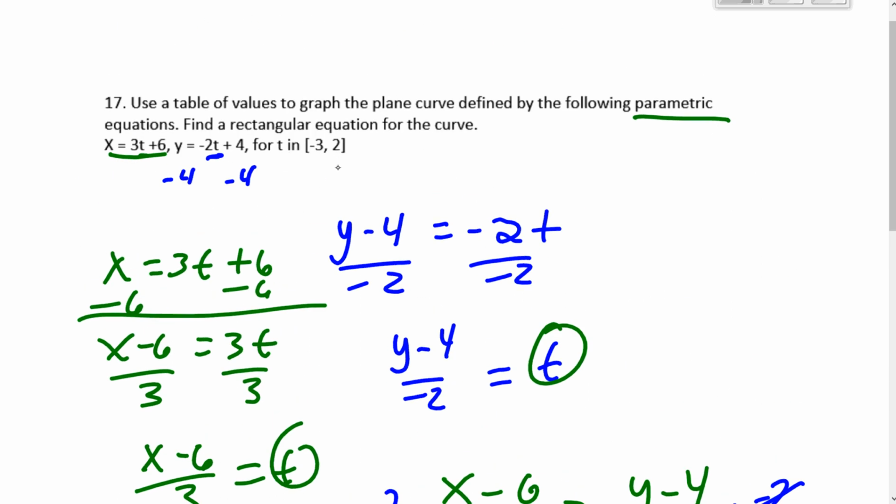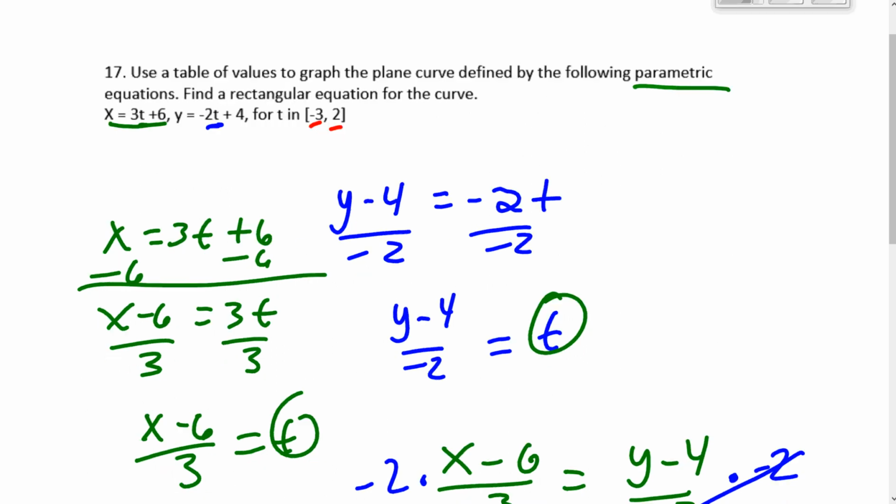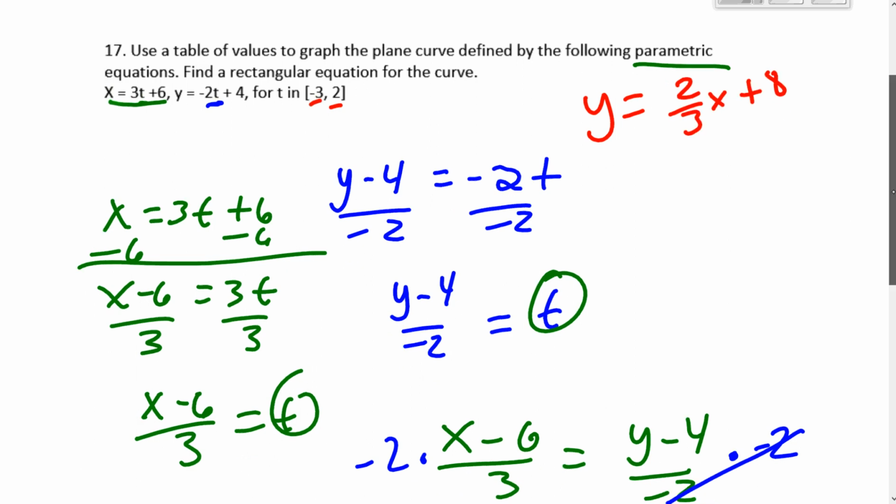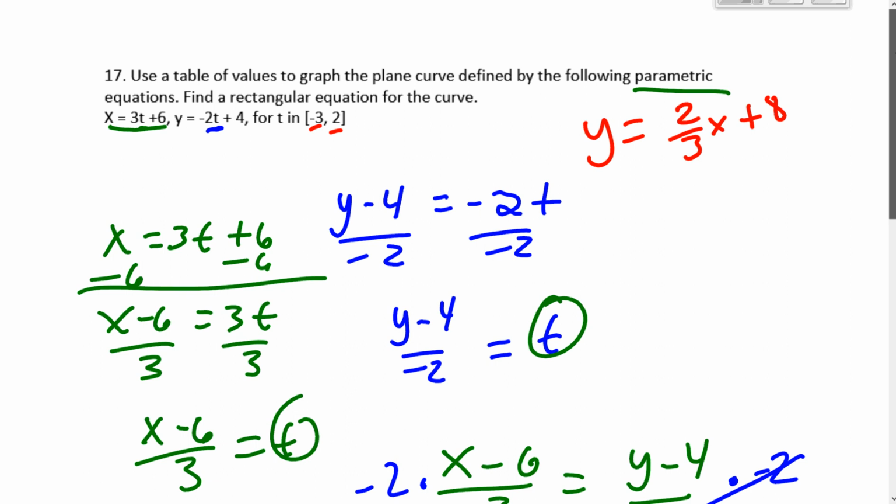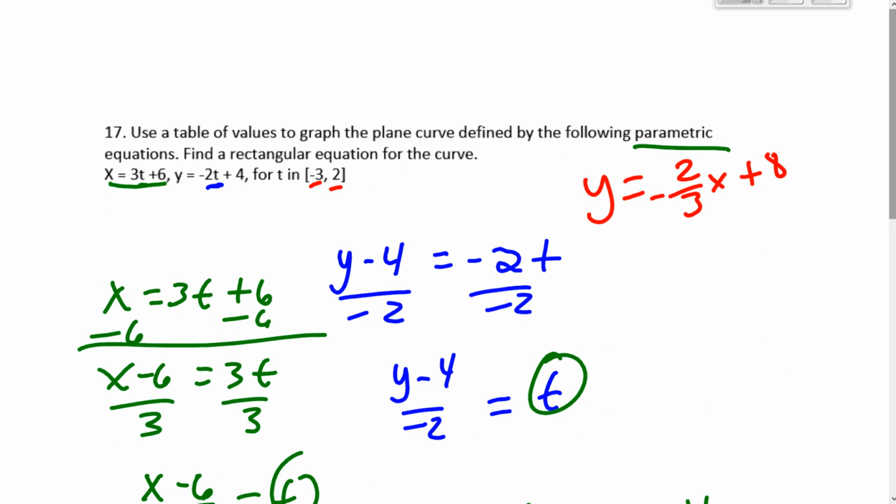So t is between -3 and 2, so I just plug these -3 and 2 in for my t's, right? So I plug them in and see what my parameters on my x's are. I need to go ahead and find out what my parameters are for my domain. So here's my equation as a line, y equals, what was it, negative 2/3 x plus 8, something like that. Okay, so it's a line, so I need to know what my x's are.